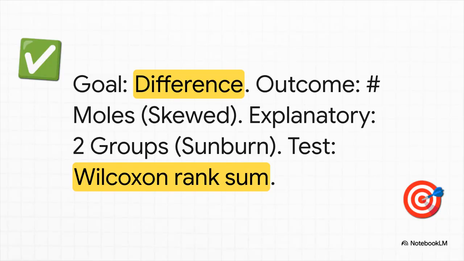Okay, so let's use our running example to see this in action. Our goal, remember, is to see if there's a difference. Our outcome variable, the number of moles, is continuous, but it's skewed. And our explanatory variable has just two groups, sunburn history or no sunburn history. So we just follow the grid, and bam, it points us directly to something called the Wilcoxon rank sum test. No guessing, no stressing. The table just tells you.